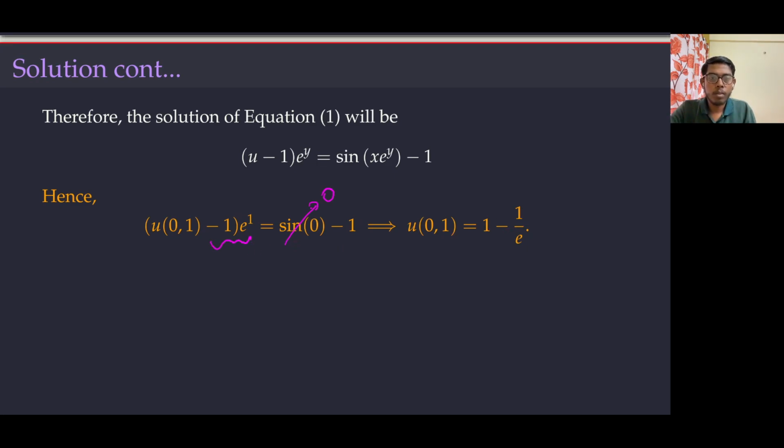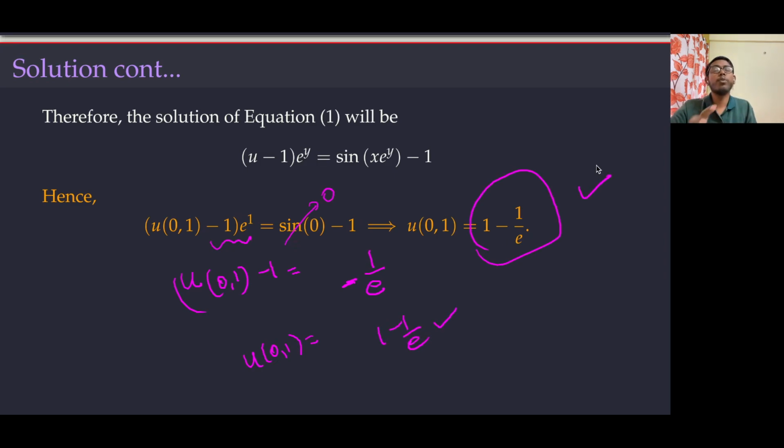So u(0,1) minus 1 equals minus 1 by e, and therefore u(0,1) equals 1 minus 1 by e. So the final answer will be 1 minus 1 by e.